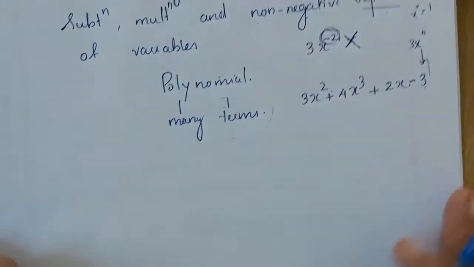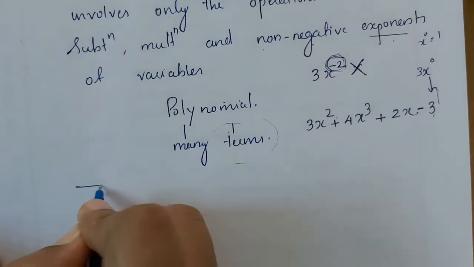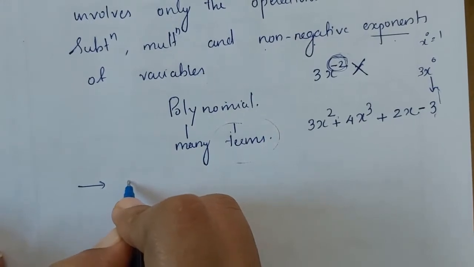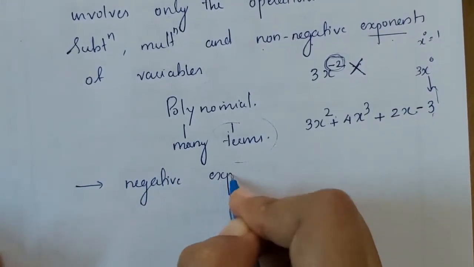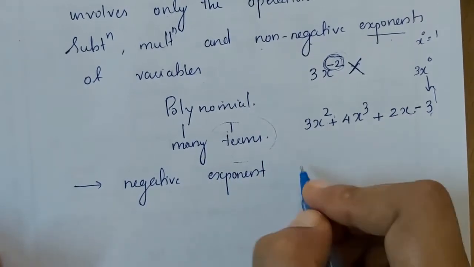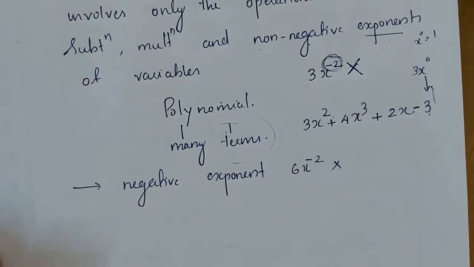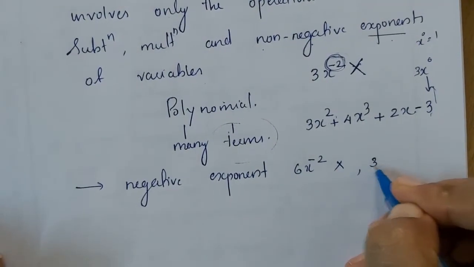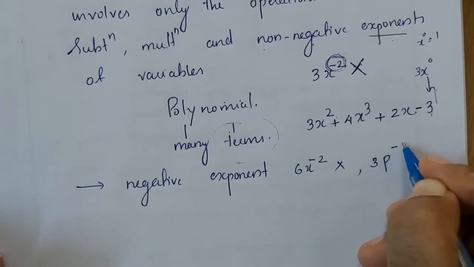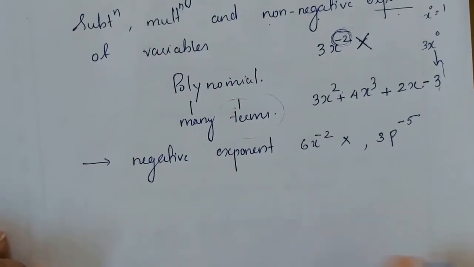What are the conditions which are not allowed in a polynomial? First we said that a negative exponent is not allowed. 6x raised to minus 2 is not allowed. Or another case, 3p raised to minus 5. Here p is the variable. Such kinds of exponents are not allowed in a polynomial.